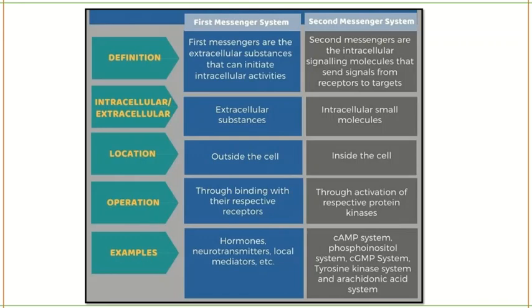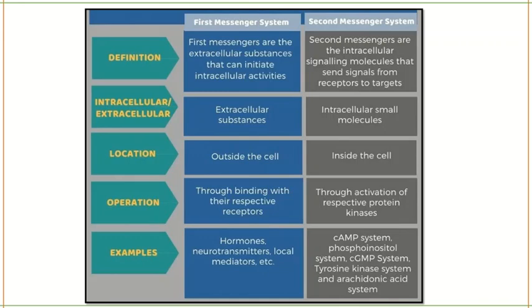So the primary messenger is the ligand. The secondary messengers are the molecules which are involved in the pathway. By definition, primary messengers are extracellular substances that can initiate intracellular activity. Extracellular substances means the ligand that will activate the receptor. Secondary messengers are intracellular signaling molecules that read the signal from the receptor, take the message from the receptor and deliver it to the target.